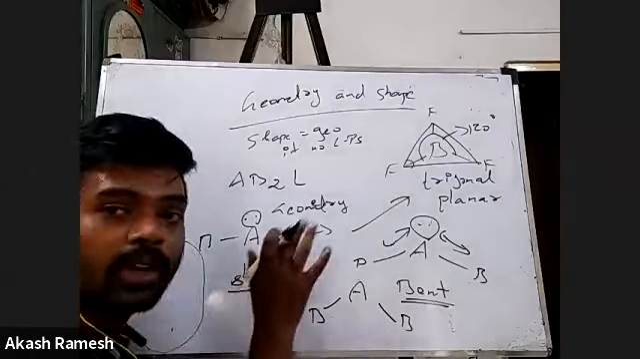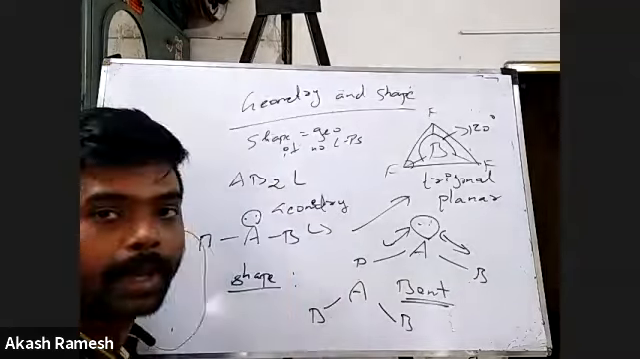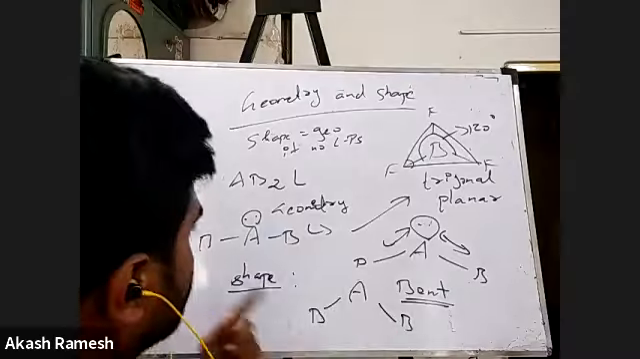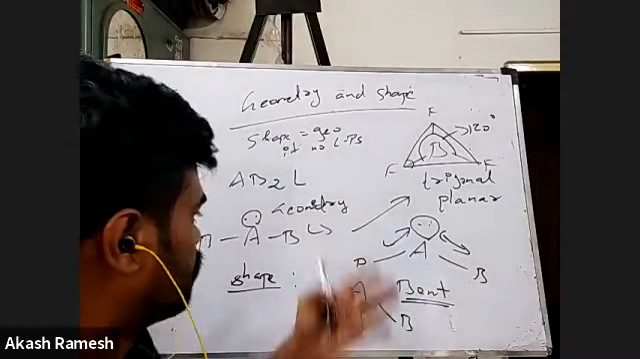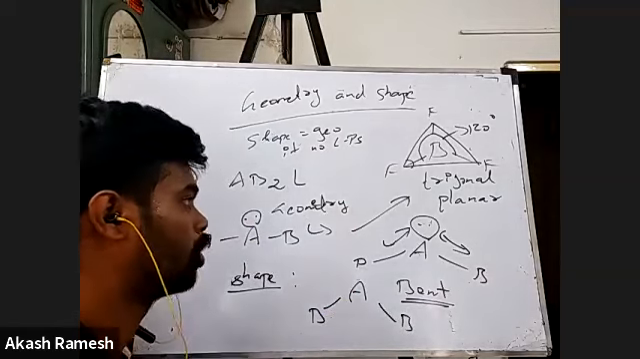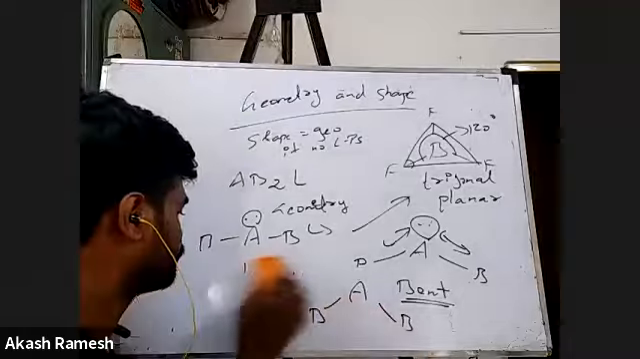These two bonds will try to come away from the lone pair and eventually end up in this kind of shape. Understood? Okay, fine. So we'll take some examples to see how we go about the hybridization, and where we place the lone pair. All these things we'll see.